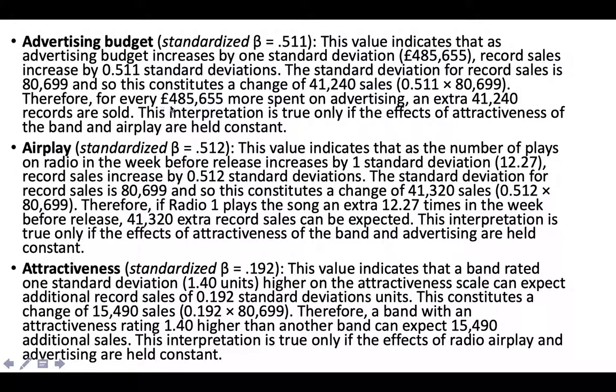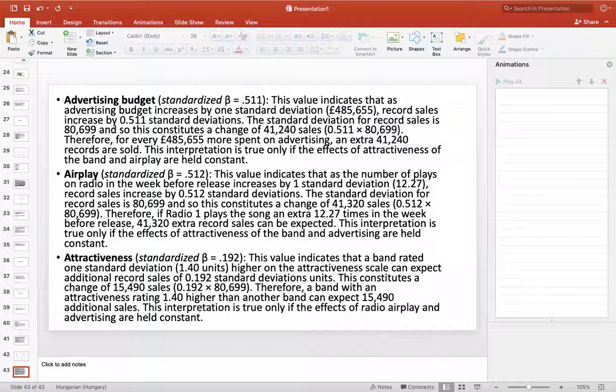So what does that mean? Therefore, for every 485.655 thousand pounds more spent on advertising, an extra 41.240 records are sold. And it's important that this interpretation is true only if the effects of attractiveness of the band and airplay are held constant. And you do the same calculation for the other predictors as well. Okay, going back to our output.